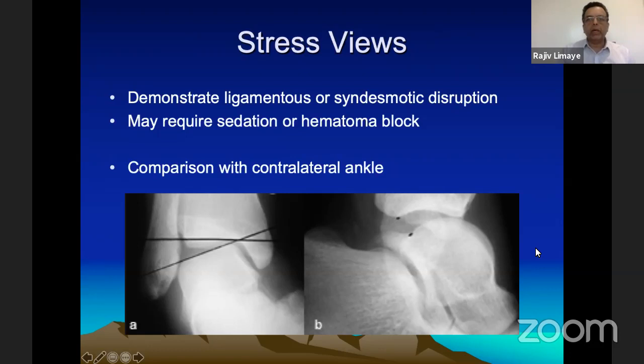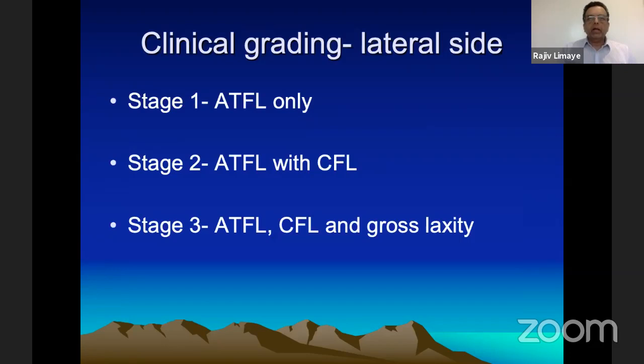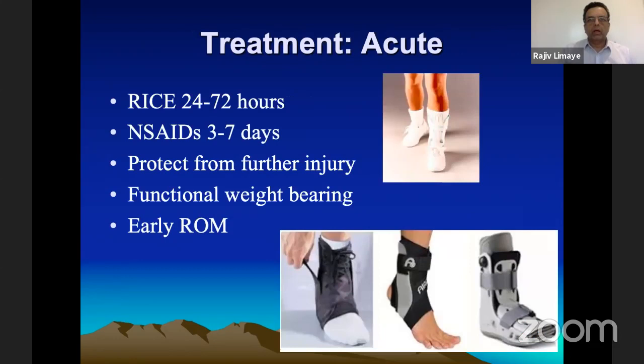So generally clinical grading is stage 1, stage 2, and stage 3, as you can see here. And then depending on the staging, the treatment is instituted. However, generally in the acute setting, the treatment is conservative. In the acute setting, we give something like this, which is called an air cast boot or a moon boot, which can give support to the ankle: rest, ice, elevation, compression, non-steroidal anti-inflammatories, and protection from further injuries.